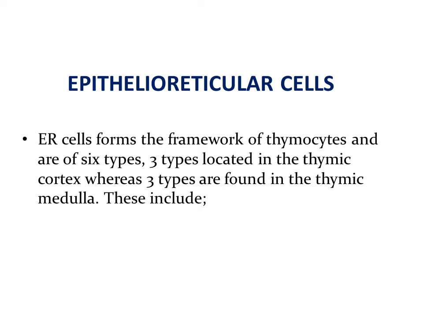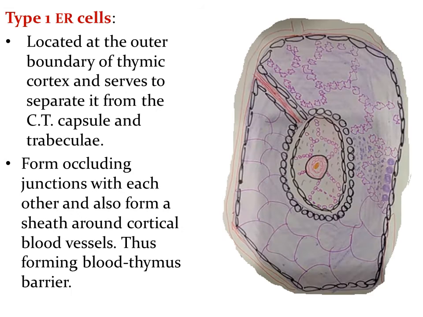The epithelial reticular cells form the framework of the thymocytes and are of six types. Three are located in the cortex and three types are found in the thymic medulla. Type 1, type 2, and type 3 epithelial reticular cells are located in the cortex, and type 4, type 5, and type 6 epithelial reticular cells are located in the medulla. We are going to discuss them one by one.